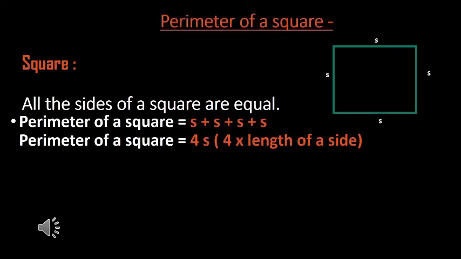Finally, let's look at the perimeter of the square. We know that the lengths of all sides of a square are the same. Thus, the perimeter of a square can be calculated by adding all the four sides of a square. Thus, perimeter of a square is equal to side plus side plus side plus side, which is equal to 4 times the length of a side.